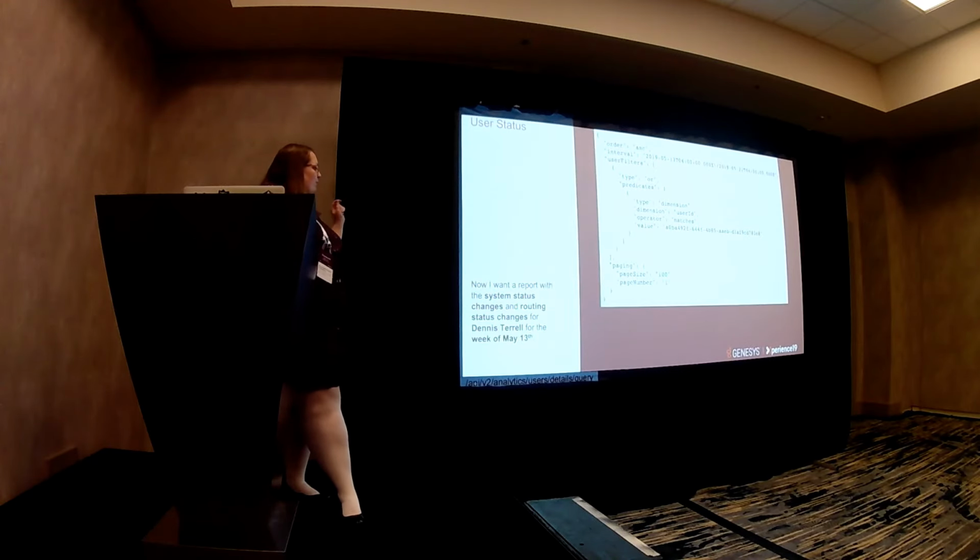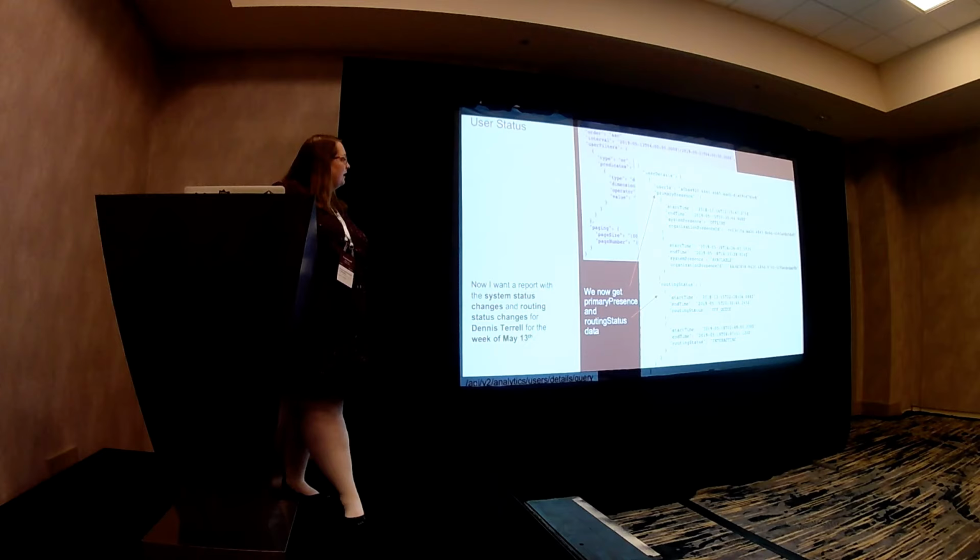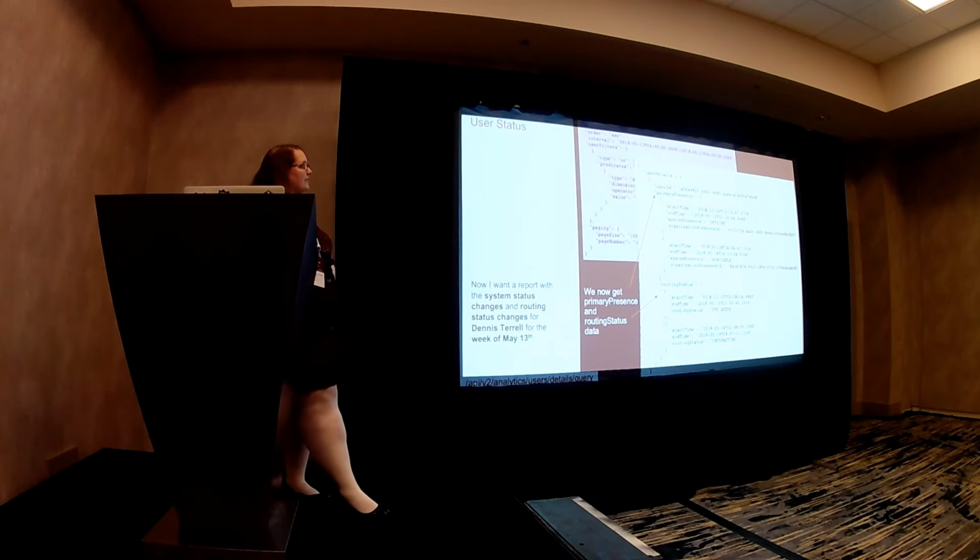But what if I actually want to report with the system status changes and the routing status changes? So then I'm going to remove that check that said system presence had to exist. And what I'm going to get is two separate lists of data. So I'm going to get a detailed list of all of my primary presences, but also a detailed list of my routing status, and they're separate so you can parse them separately.